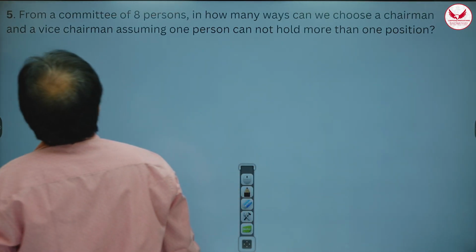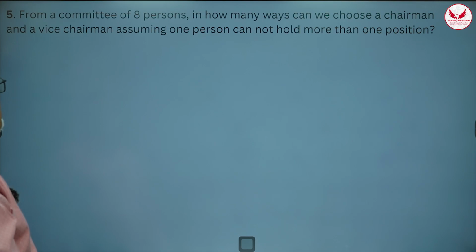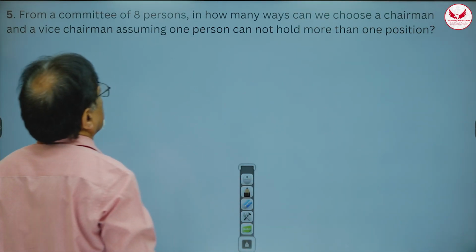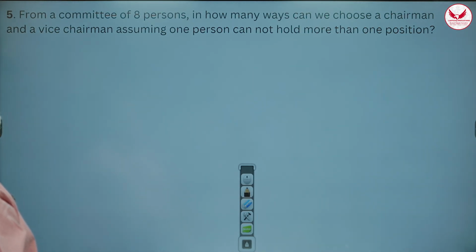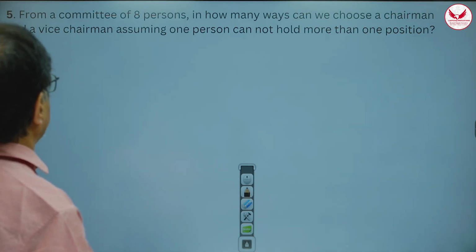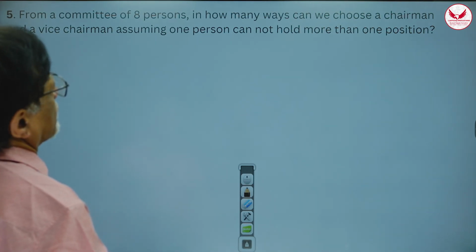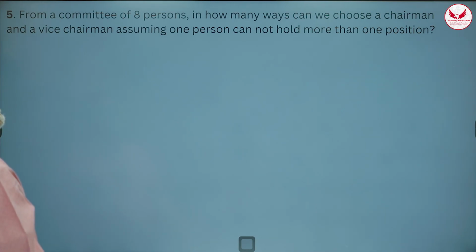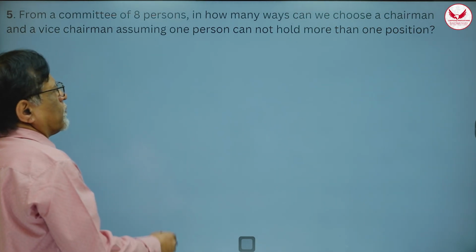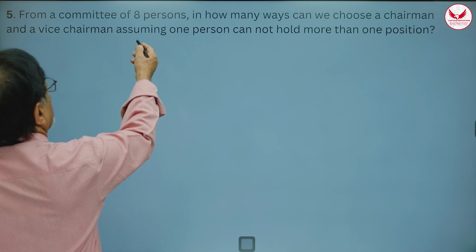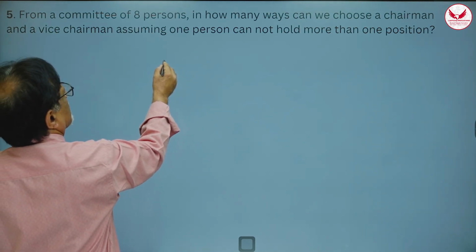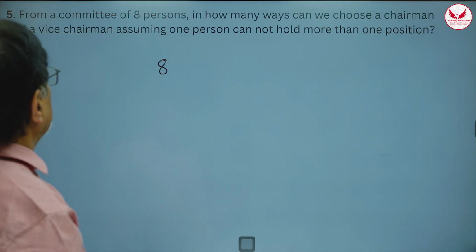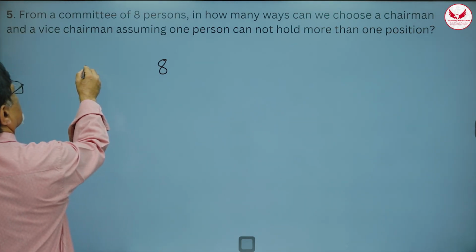Now, look at this problem number 5. From a committee of 8 persons, how many ways we can choose a chairman and a vice chairman, assuming one person cannot hold more than one position. Now, see, for choosing a chairman, how many members are available? 8 members are available, right? And you can choose any one of them as chairman. So chairman can be chosen in 8 ways.